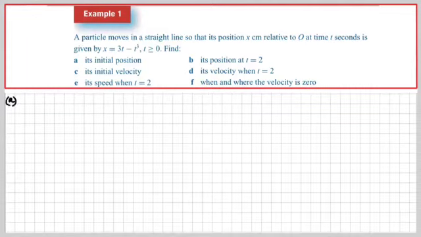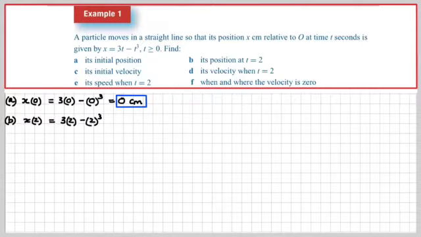Let's get into it. A, the initial position, so therefore x at naught, you just plug naught into this equation, and what do you get? No, it's at the origin. So the initial position is naught, the origin.